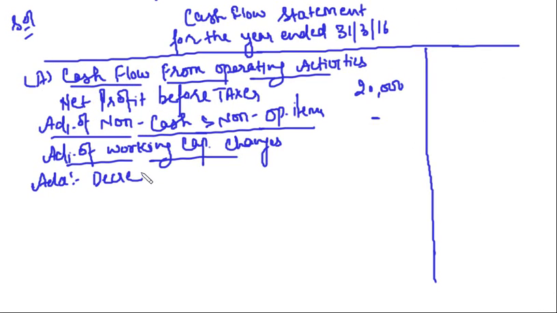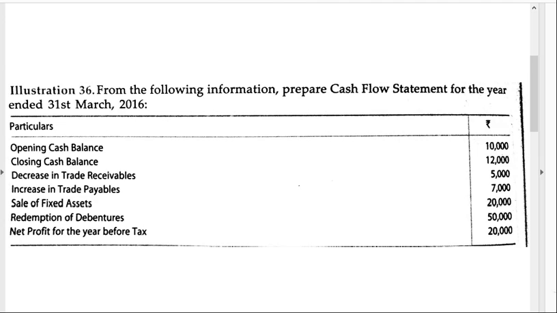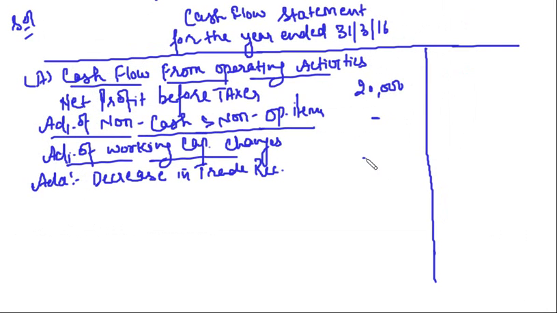I'll say add decrease in trade receivables. Clear? What is the decrease? This is 5,000. Clear? So I am adding this back. Clear, friends?